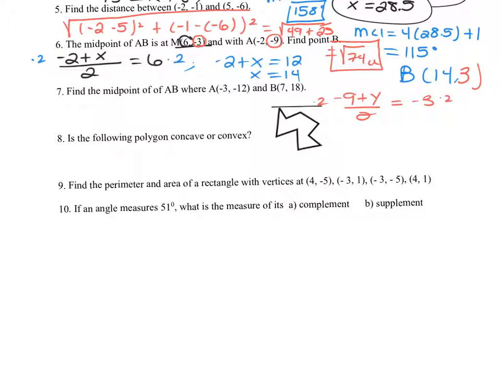And then you do have a midpoint one. This one's easier. So I just add them and divide by 2. Add the x's, divide by 2. Negative 3 plus 7, divide by 2. Add the y's, divide by 2. So negative 12 plus 18, divide by 2. And then you'll get your coordinate points. So 7 plus negative 3 is 4, divided by 2 is 2. And then 18 plus negative 12 is 6, divided by 2 is 3. So that was much easier for the midpoint.